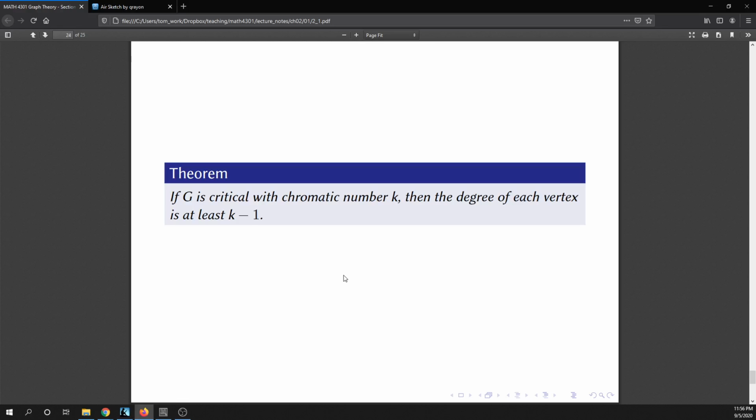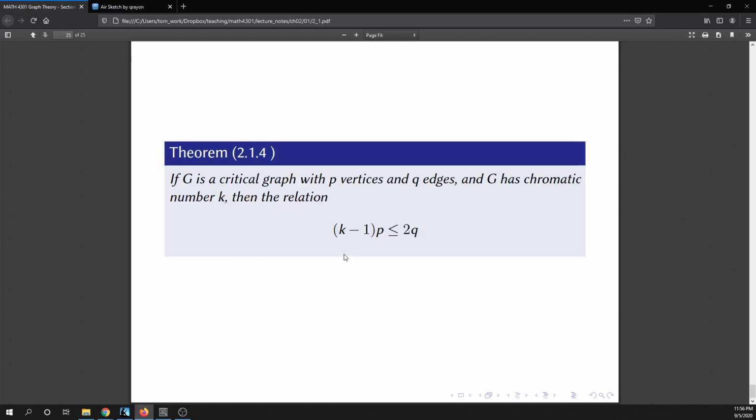Okay, that leaves us one last theorem that we're going to cover in this section, and that is theorem 2.14. It says if G is a critical graph with P vertices and Q edges, and G has chromatic number K, then the relation K minus 1 times P is less than or equal to 2Q holds.